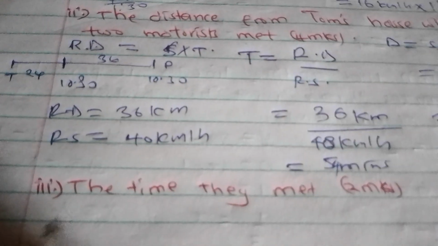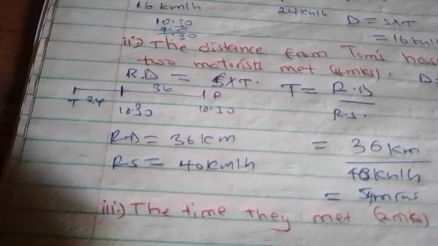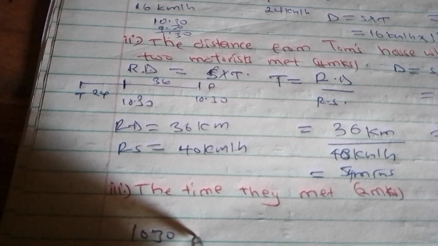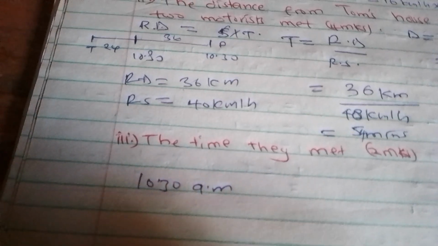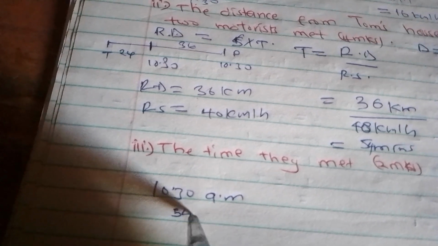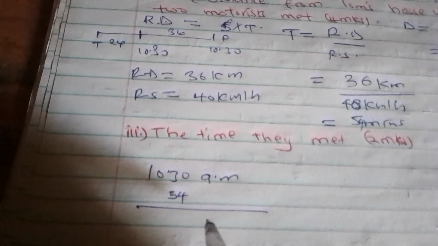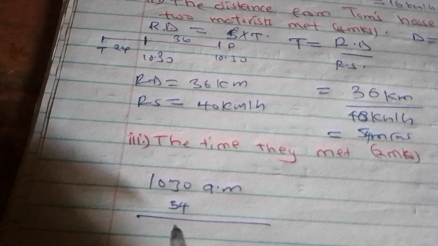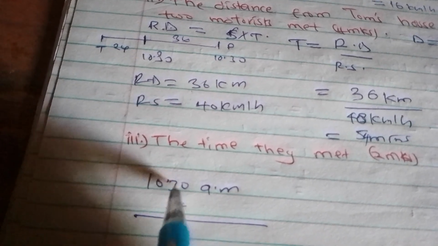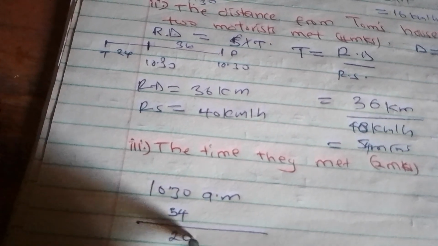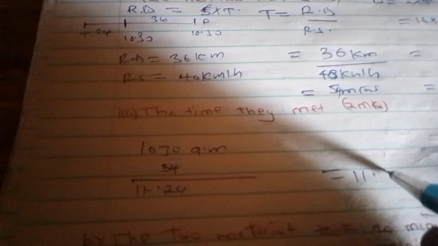Then the time they met. You will have 10:30 a.m., the time that they started traveling, and you add the 54 minutes they used until they met. So that will be equal to 84, minus 60, so you have 24. So they met at 11:24 a.m.